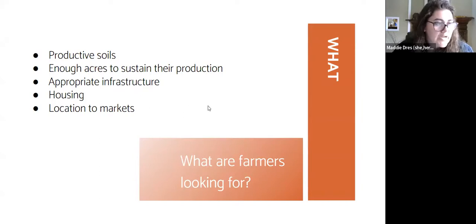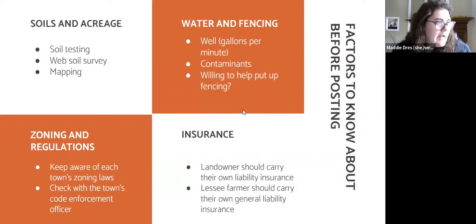And location to markets. So this could include slaughterhouses if they're growing beef, or farmers markets if they're growing vegetables, but just knowing what's in your proximity to help support these farmers. And knowing what kind of agriculture community is around, being really aware to make sure that this farmer has the support that they're going to need to succeed in your location. So those are just a couple of things to think about. There's obviously more, but I won't stress you out too much.